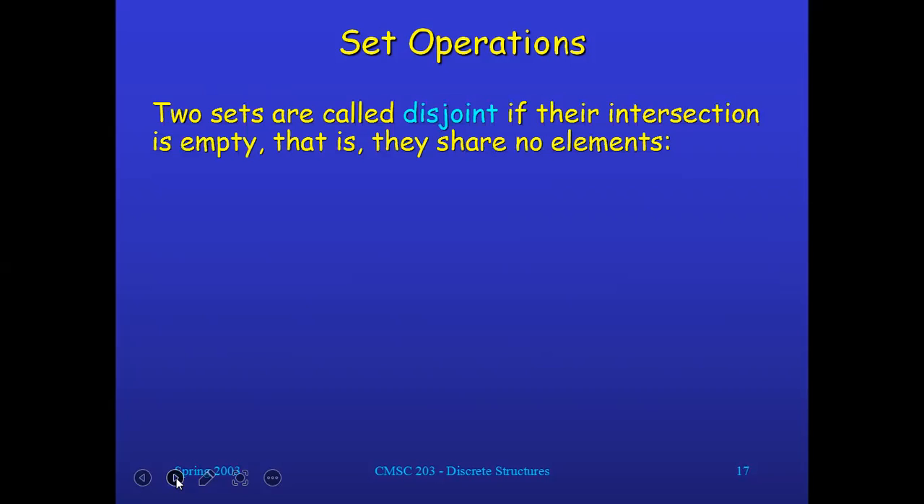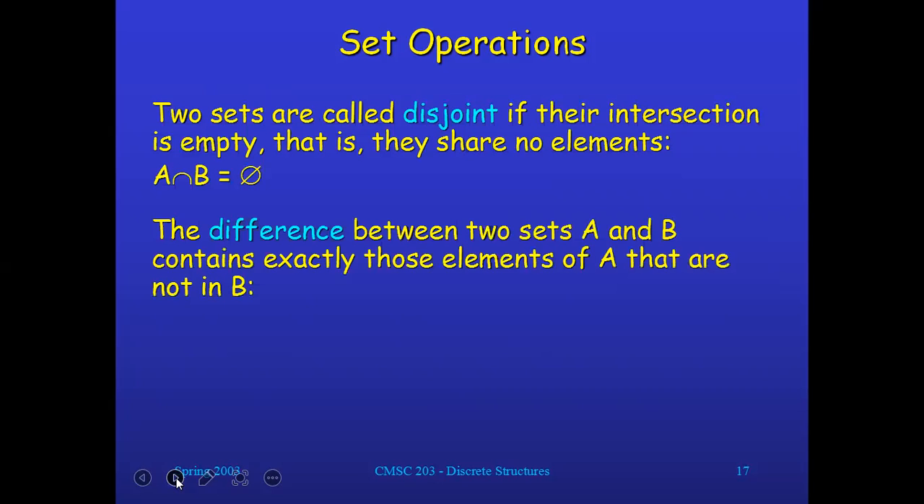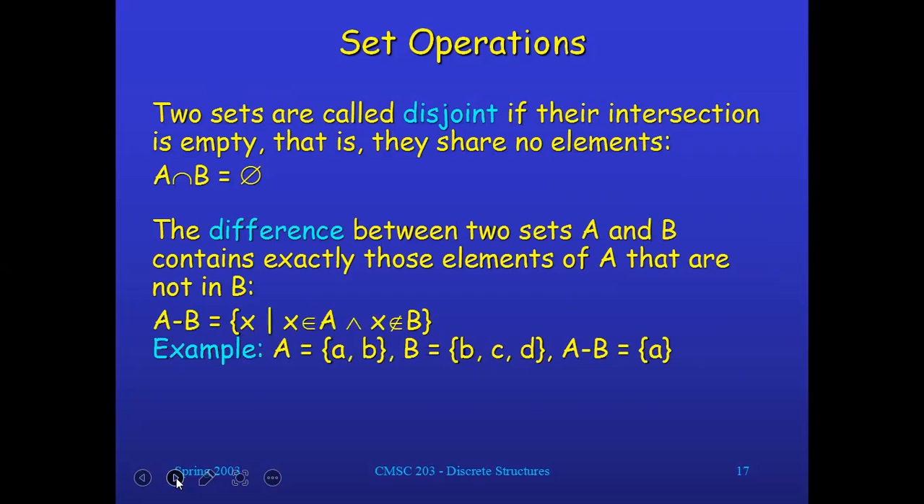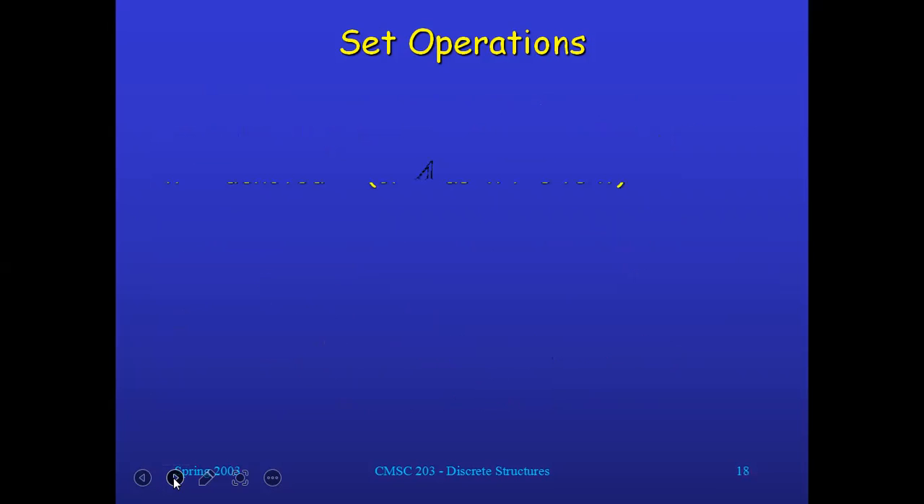Two sets are called disjoint if their intersection is empty, that is, they share no elements. The difference between two sets A and B contains exactly those elements of A that are not in B. That means A minus B, the difference. We have also observed it in our Venn diagram. So the cardinality, the number of elements of A difference B, will be the number of elements of A minus the number of elements of the intersection. In our next lecture, we'll discuss this, prove it, and solve some real life examples, that means applications of set theory.